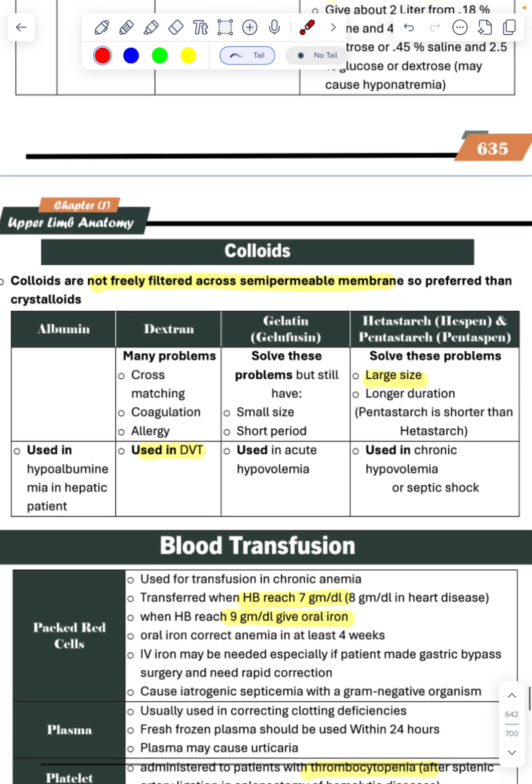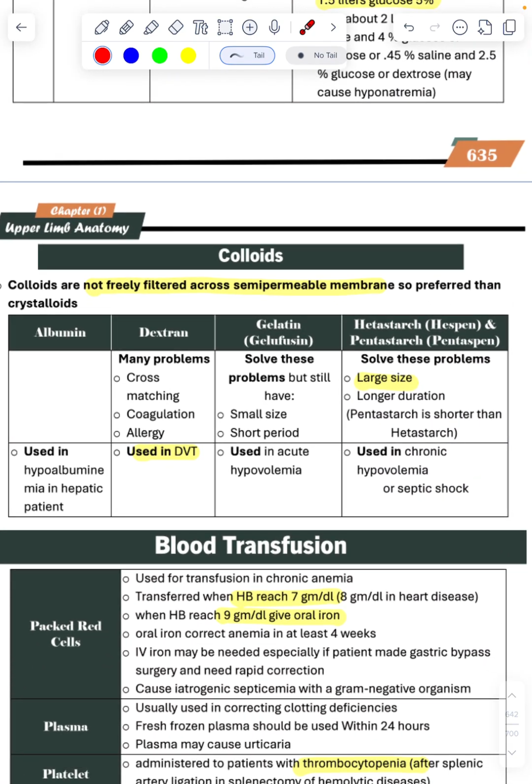The colloids are not freely filtered across the semi-permeable membrane, so they are preferred over crystalloids. They are used in hypoalbuminemia and hepatic patients. Dextran is used in DVT prophylaxis. These solve these problems but still have small size. Hetastarch has large size.